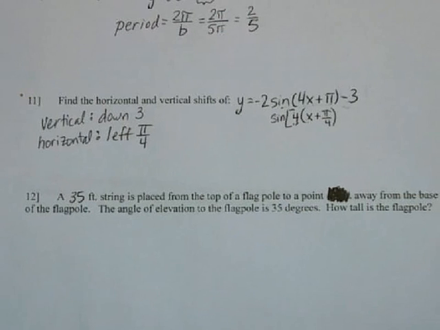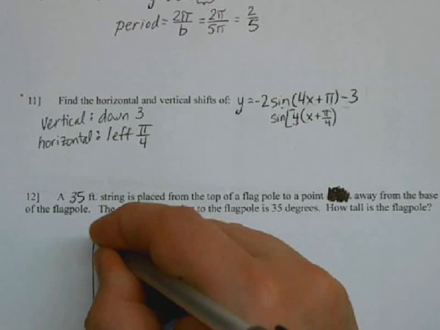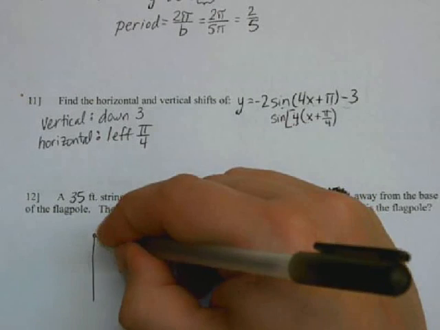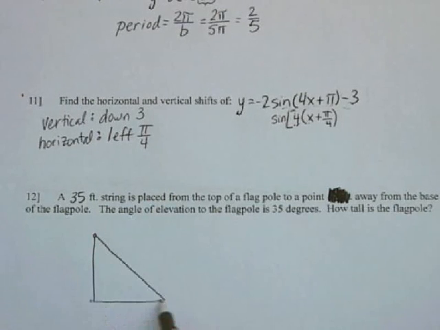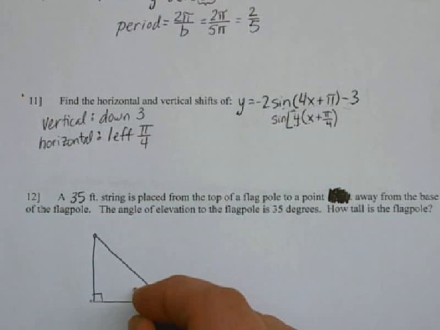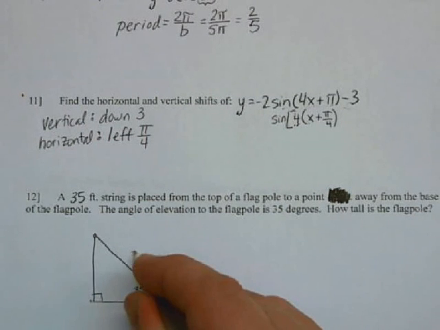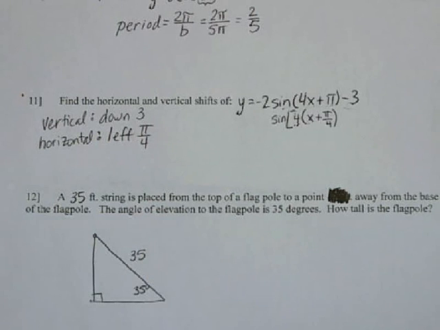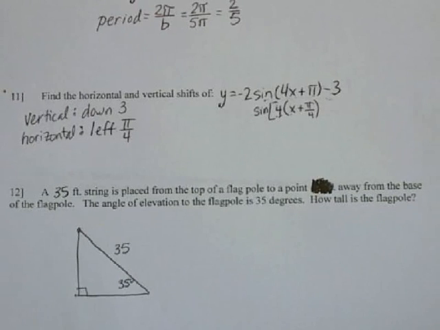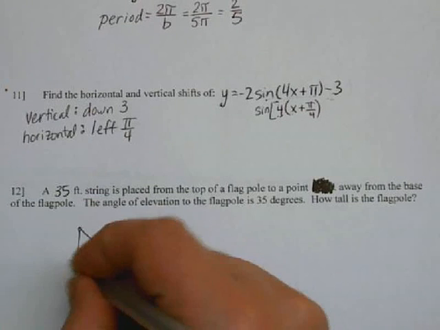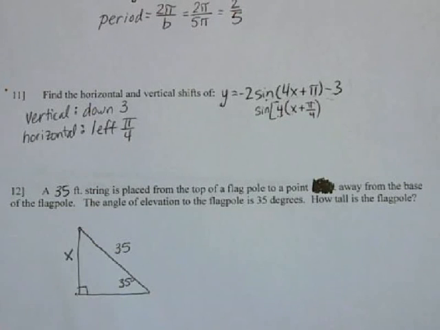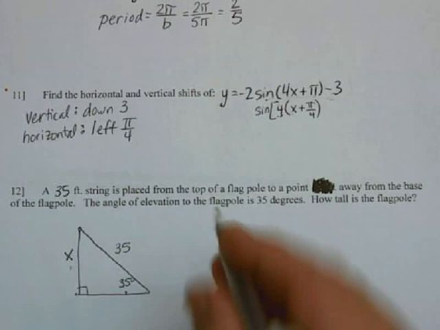Number 12. A 35-foot string is placed from the top of a flagpole to a point away from the base with the angle of elevation of 35 degrees. And that's our picture. How tall is the flagpole? We're looking for that side of the right triangle. So using the angle we know, we're looking for the opposite. We know the hypotenuse. So we'll use sine.